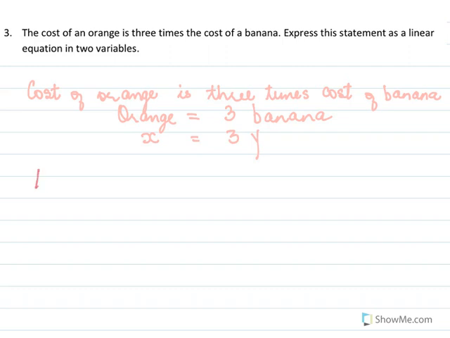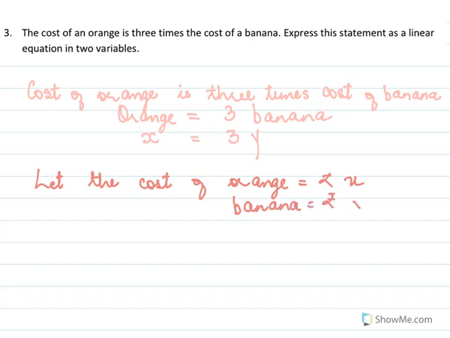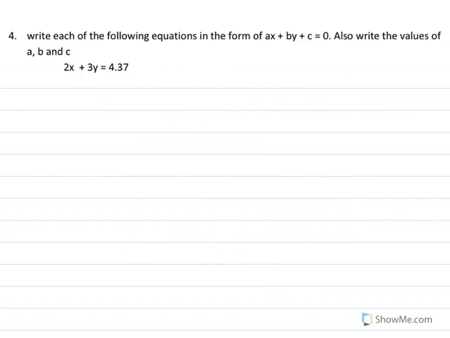So however we have to write down, we will have to say let the cost of orange be equal to x rupees and that of the banana equal to y rupees. And it's given to us that orange equal to 3 times banana, which means x equal to 3y. This is our answer.